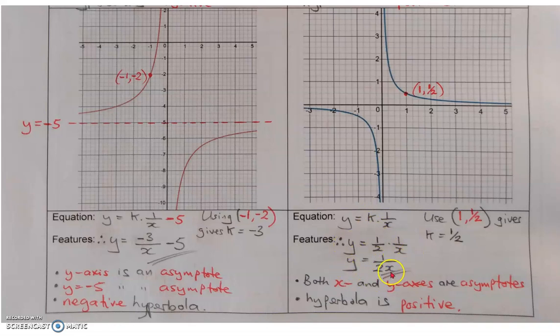y equals 1 over 2x. This is the same thing as 1/2 times 1 over x. Now, features: both the x and y axes are asymptotes, and the hyperbola is positive, because even though it's a fraction, it's a positive fraction, so you've got a positive hyperbola.